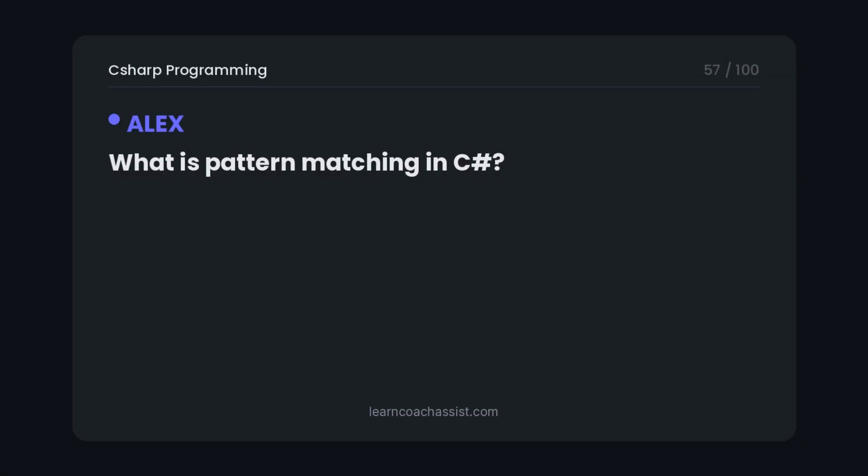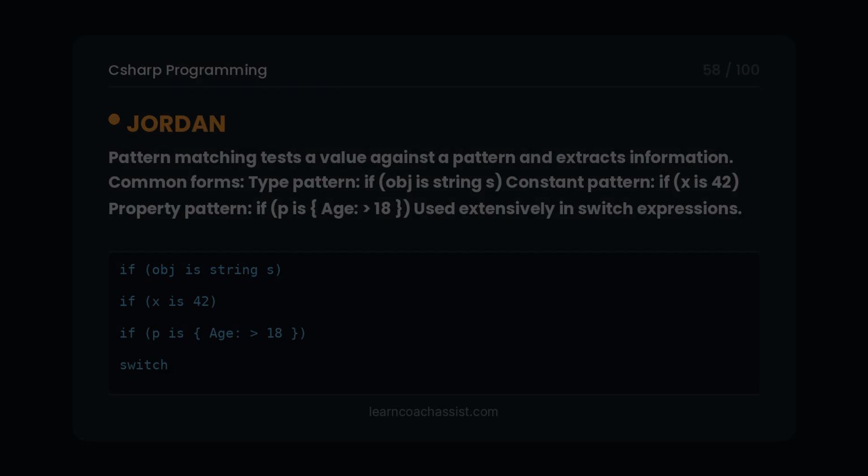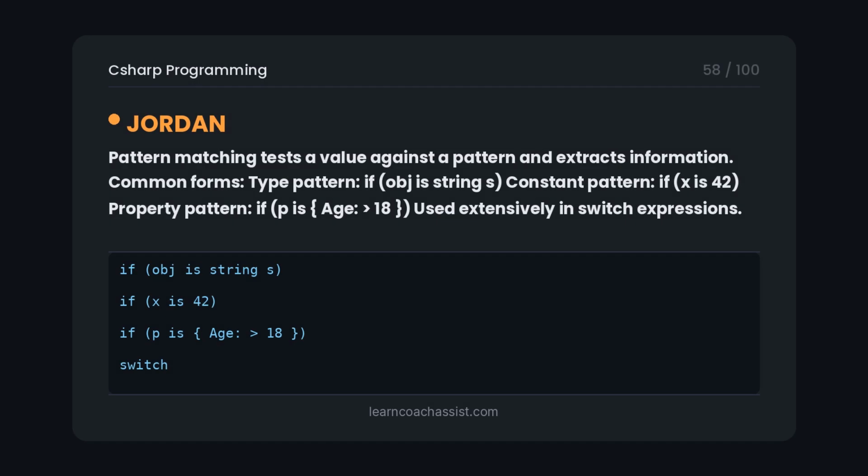What is pattern matching in C#? Pattern matching tests a value against a pattern and extracts information. Common forms: type pattern, if (obj is string s); constant pattern, if (x is 42); property pattern, if (p is { Age: > 18 }). Used extensively in switch expressions.